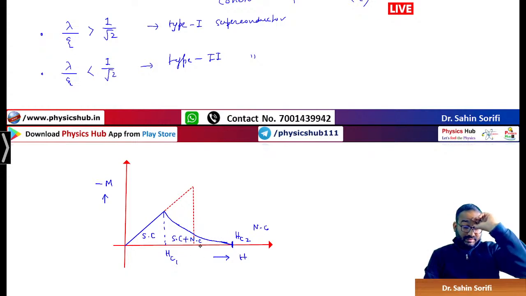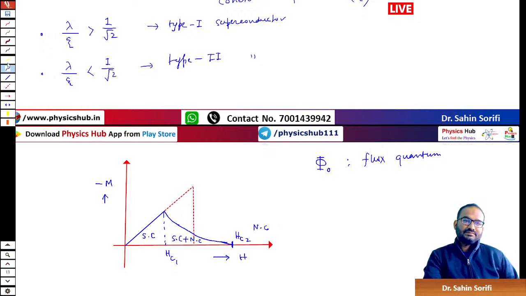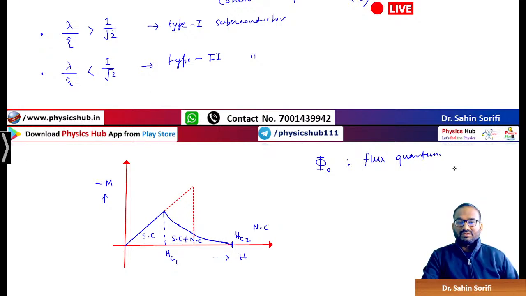Okay, so we'll define later a term called phi naught. This is known as the flux quantum. It has a value h by 2e. So for this one, Hc1 has a value approximately flux quantum phi naught divided by pi into lambda square.